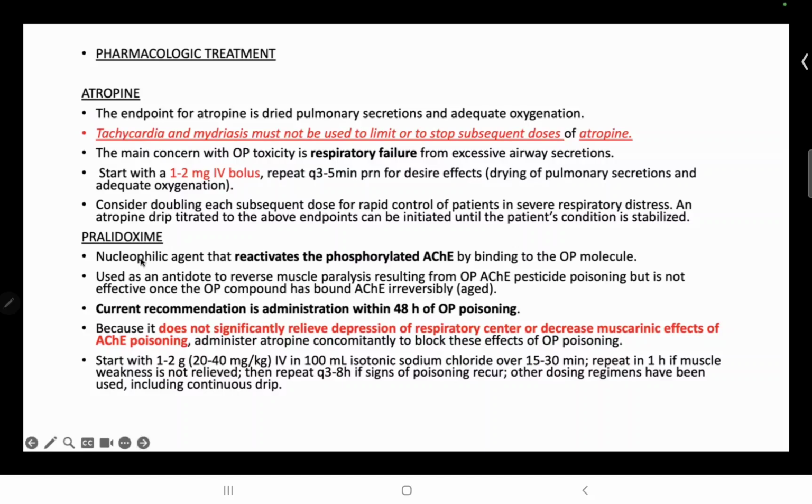Now coming to the pralidoxime, what is this? When you are going to use it, what is the evidence currently, when you are going to use it, and after what time you are not going to use it. If you are making it very clear on your exam day on your theory paper, then the examiner would be very confident of giving you full marks.